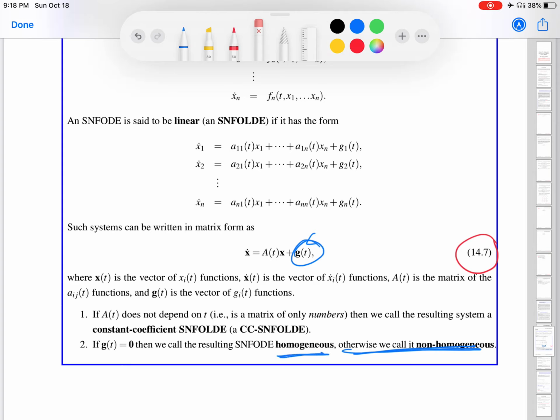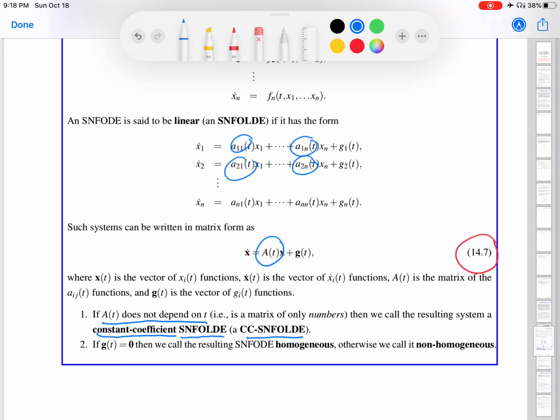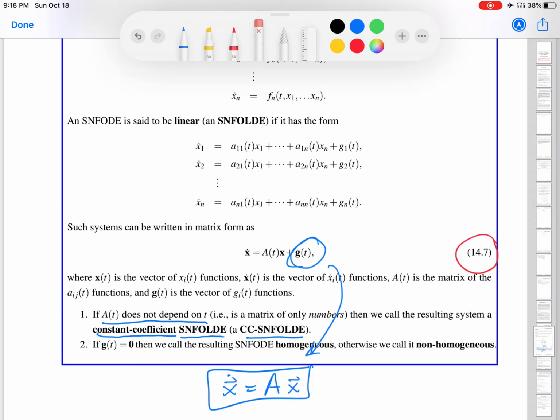And then this matrix A of t, if it doesn't depend on t, if all of these entries in the matrix are numbers, then they're constants, right? So in that case, we call the system a constant coefficient system of n first order linear differential equations, a CCSN fold. Okay, so we will spend a lot of time in the course in the next few lessons studying this CCSN-fold case in the homogeneous case, where again g of t is 0. So it's going to look like that. All right. Okay, so now we reviewed this definition and we've reviewed 14.7.